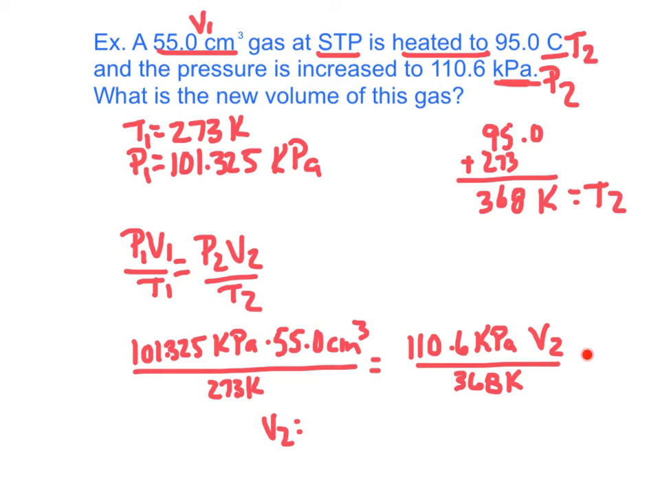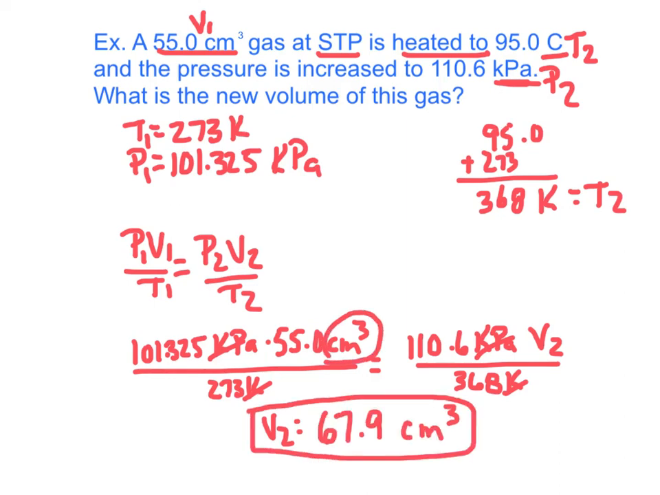So I multiply both sides by 368. So really bring that 368 over here. Divide both sides by 110.6 kPa. Look what's going to happen to these units. The kPa are going to cancel each other out when I bring that kPa down there. The kelvins are going to cancel each other out. Here's what I'm left over with, centimeters cubed. So I'm going to plug this in right now. And in 3 sig figs, I got 67.9 centimeters cubed.